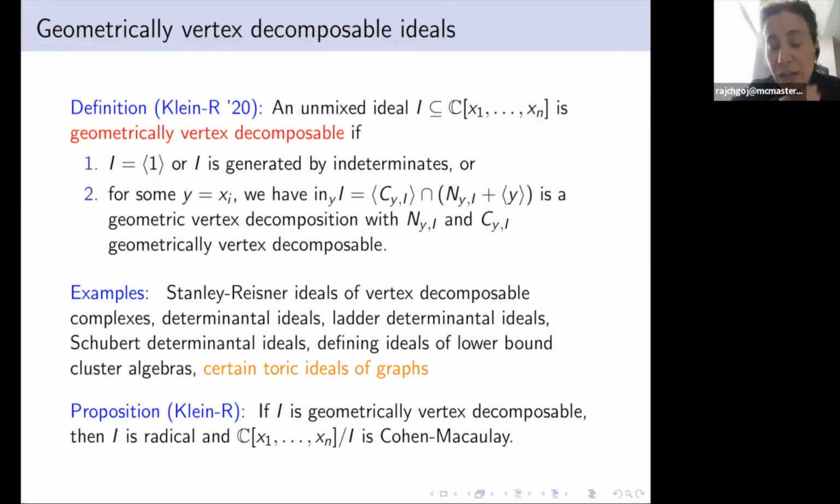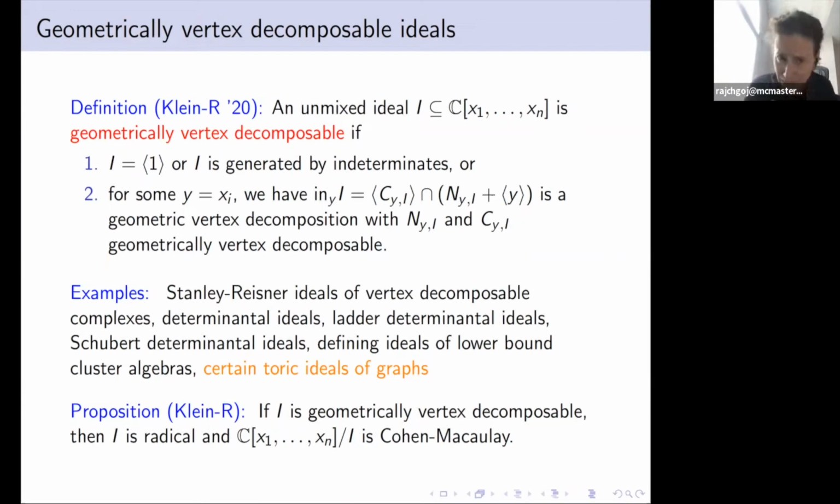And I is either the unit ideal or it's generated by indeterminates. So that's sort of the trivial case. Or we can find a geometric vertex decomposition where C and N are both geometrically vertex decomposable. Okay, so again, it's this recursive definition, totally in analogy with the usual definition of vertex decomposition.